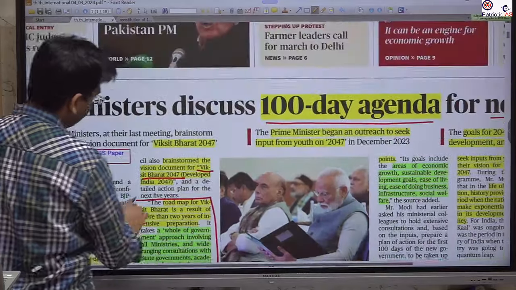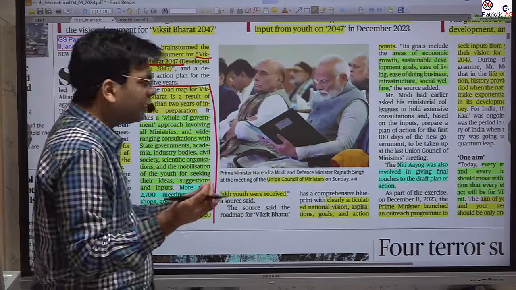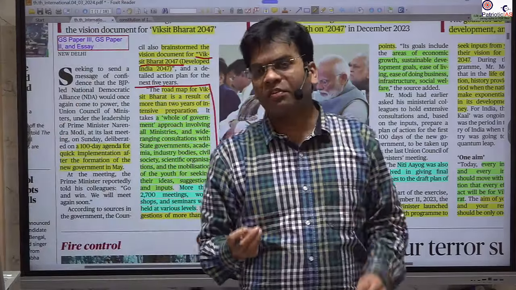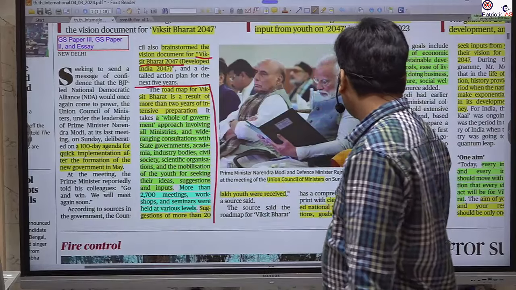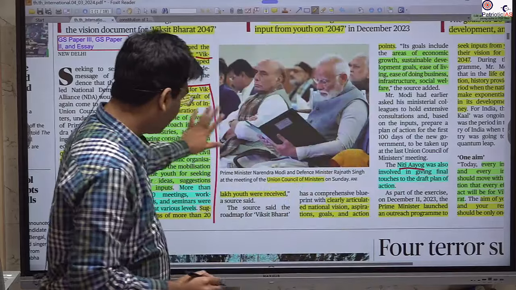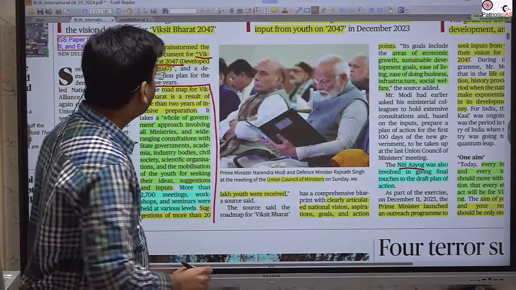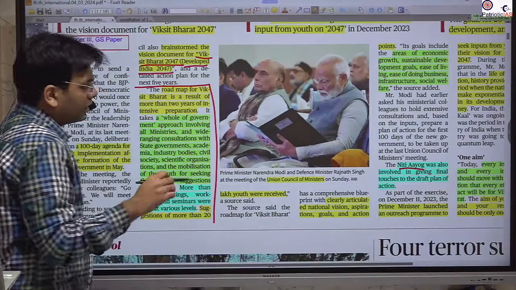Here it has been mentioned what areas they have consulted. They have consulted a lot of agencies, lakhs of youth. They have consulted the Niti Aayog as well. This is mentioned in this paragraph, showing how hard they are working to make their program that they will achieve by 2047.